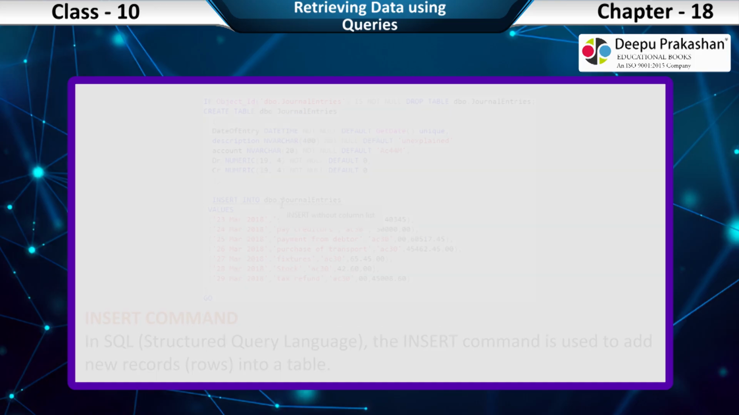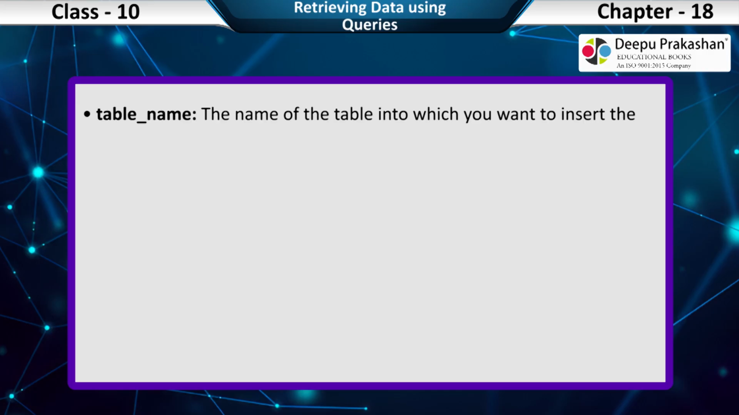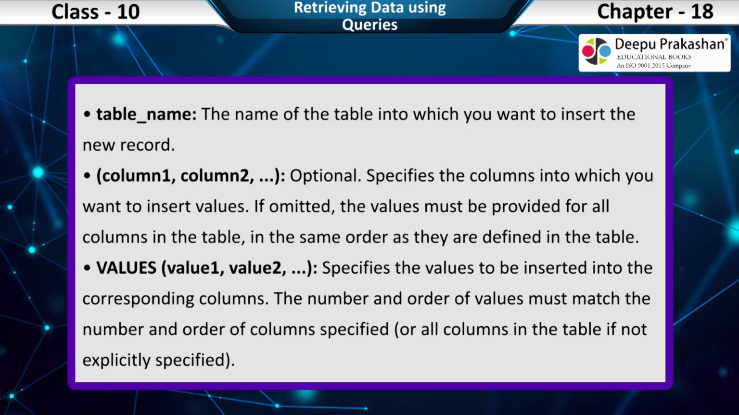Insert command. In SQL, structured query language, the insert command is used to add new records, rows, into a table. Table_name: the name of the table into which you want to insert the new record. Column 1, column 2: optional. Specifies the columns into which you want to insert values. If omitted, the values must be provided for all columns in the table in the same order as they are defined in the table.